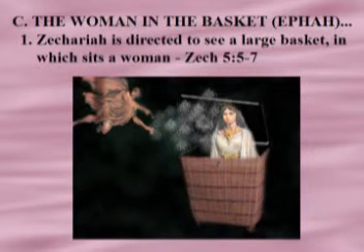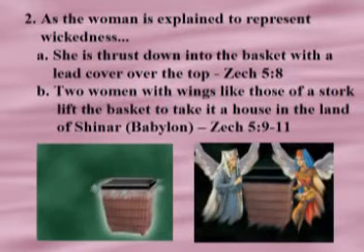c. The woman in the basket. 1. Zechariah is directed to see a large basket in which sits a woman, Zechariah 5:5 through 7. 2. The woman is explained to represent wickedness.